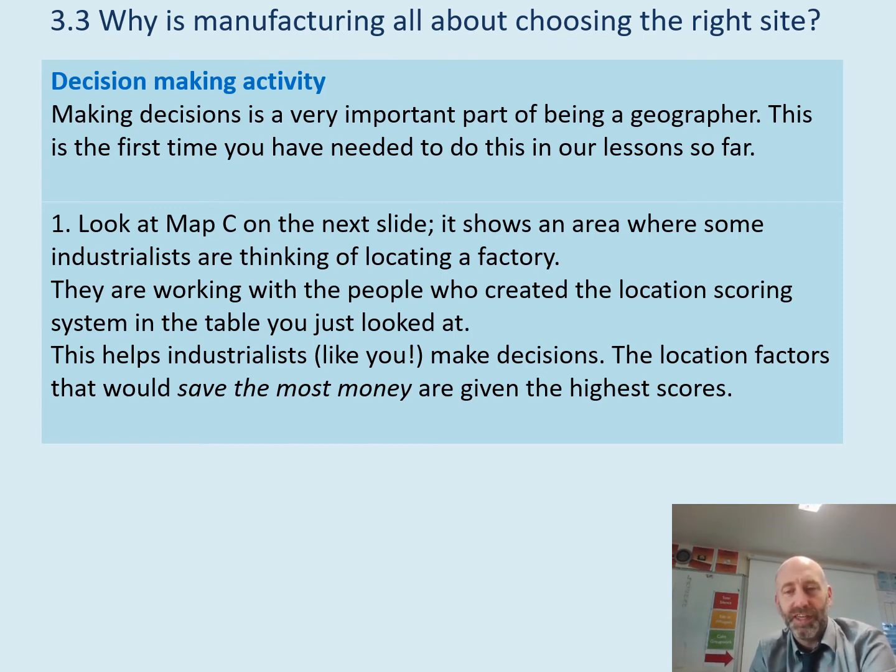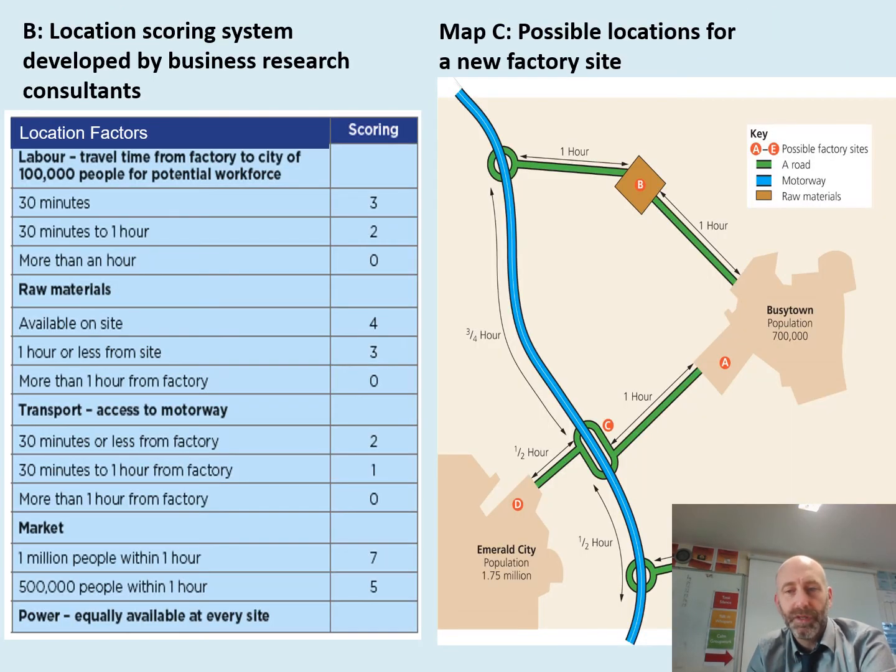So you're going to use that same system. We can see on the map that there are 5 sites, A, B, C, D, and E, and they are all located in different places. Now, if we look at site A, we can see that it's located on the edge of a very large town with a population of 700,000. There are roads nearby. It's a little bit away from the raw materials, but not too far. And you've got timings showing how far everywhere is on the map as well. And they're going to be useful.